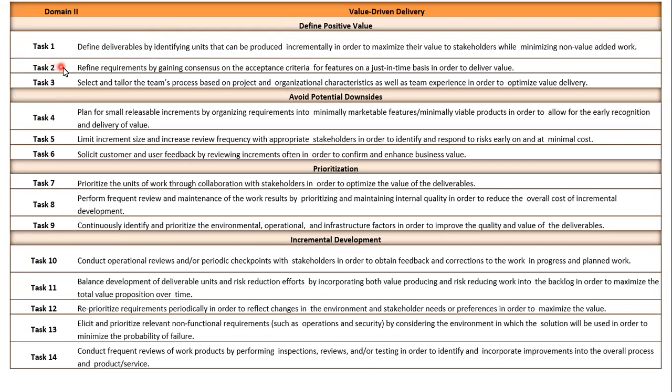Task two, refine requirements by gaining consensus on the acceptance criteria for features on a just-in-time basis. And all this is saying is you don't set off with all the acceptance criteria defined. It has to be evolved as you go through the different sprints. Think about the three C's. We have the card, the conversation, the confirmation when it comes to a user story.